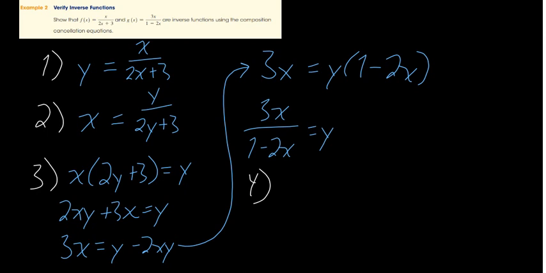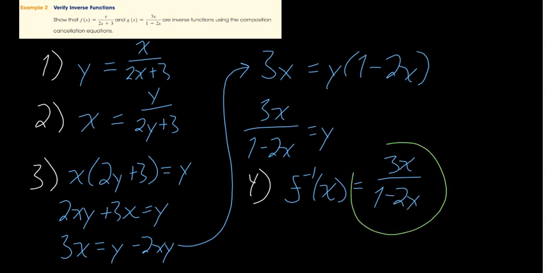So f inverse of x is equal to 3x over 1 minus 2x. Okay, and this is that. So that's how we did it. Right? Again, 1, 2, 3, 4. We just follow those steps, and of course, I said this is f inverse of x, but we know that f inverse of x is also in this particular problem called g of x. Okay, so there's that.